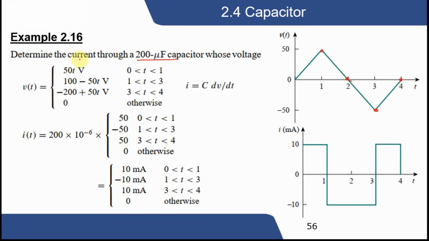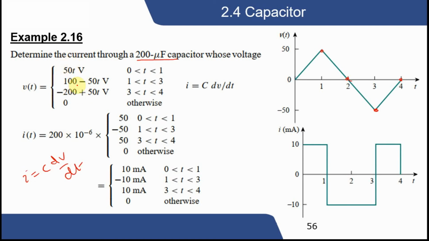If you want to calculate the current of this, we have to calculate at each side. So current is C dV by dt. I is equal to C dV by dt. So we have to differentiate this one. When we differentiate this one, it just becomes 50.